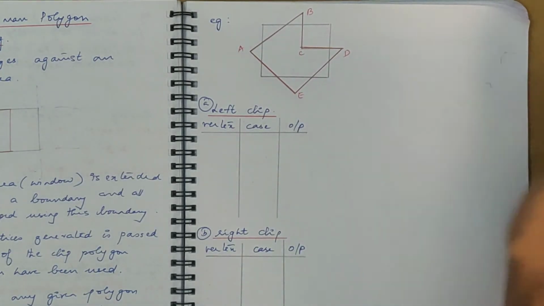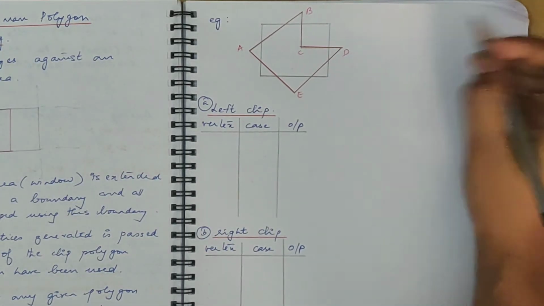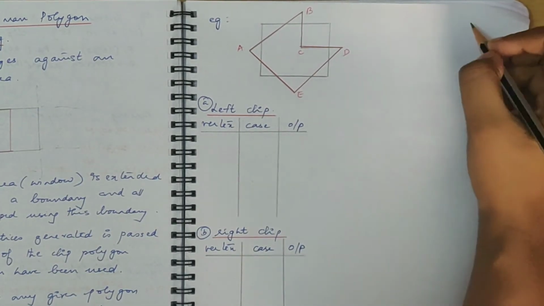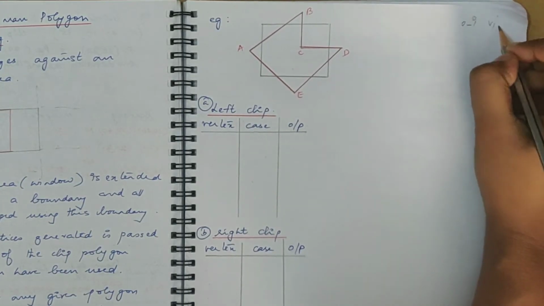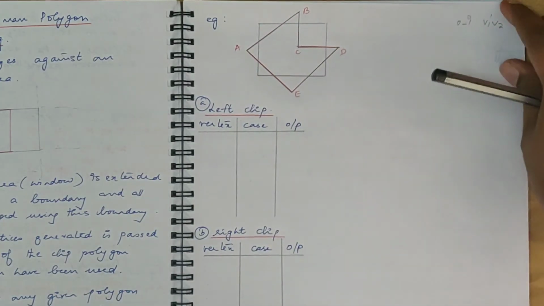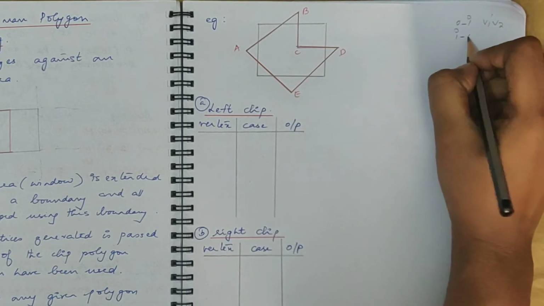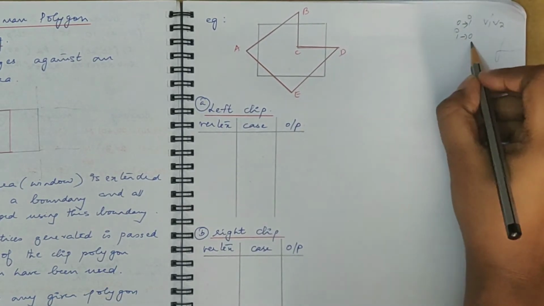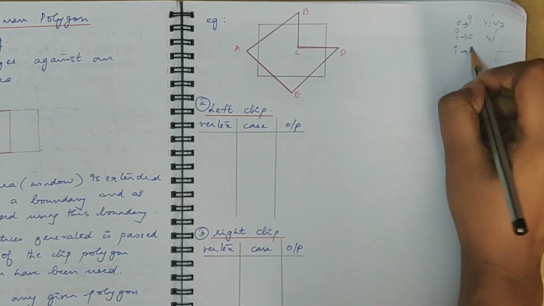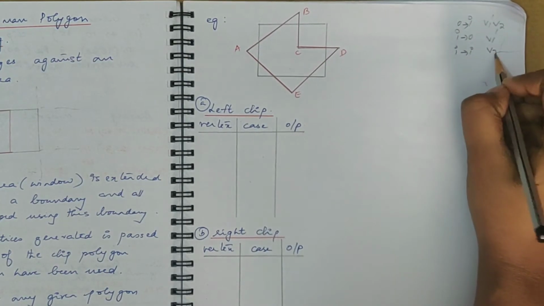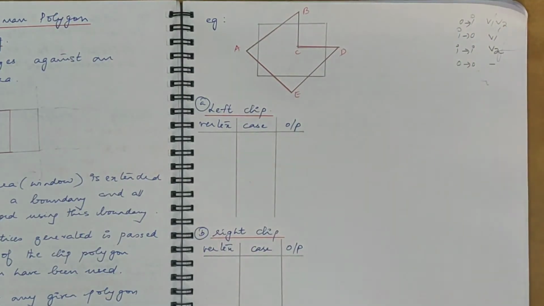Let me just write those four cases here just for reference. So the four cases are: if you have out to in, the point of intersection and the second vertex will be added. If it is in to out, only the point of intersection will be added. If both the vertices are in, you will add the second vertex. And in the other case where both the vertices are outside, you will not add anything.